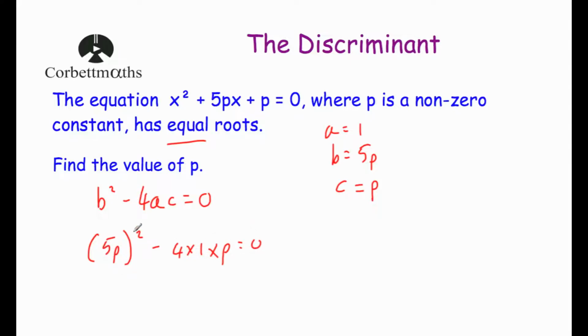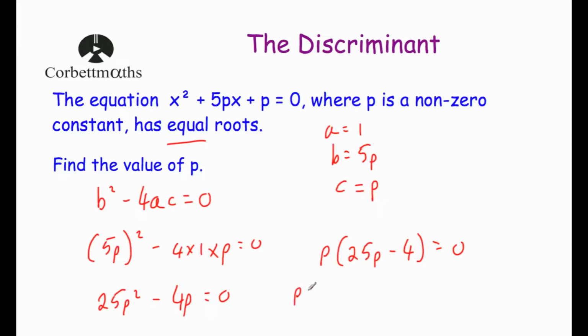Okay, so (5p) squared, well, 5p times 5p is 25p squared. Subtract 4 times 1 is 4, times p is 4p, and that's equal to 0. So we want to solve this, so let's factorize the left-hand side, and if we've got 25p squared and 4p, a common factor of those would be p, so we'll have p brackets 25p subtract 4 equals 0. So remember here, if we have p times this equals 0, it means that one of them is equal to 0.